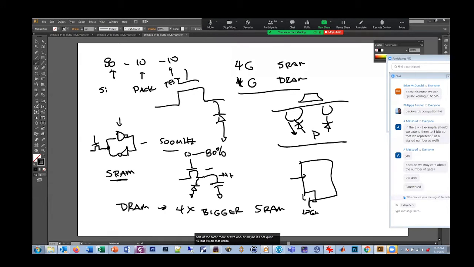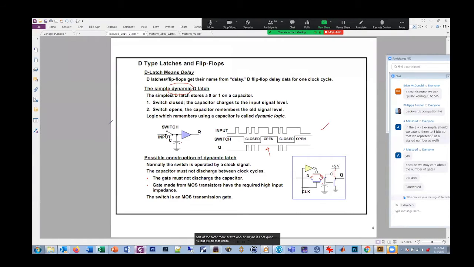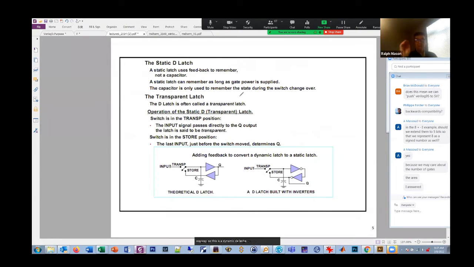All right. Anyway, so this is a dynamic D latch. If we want to make our D latch static, then we need some kind of feedback path with something that's driving the node. So below is an example of a static D latch.